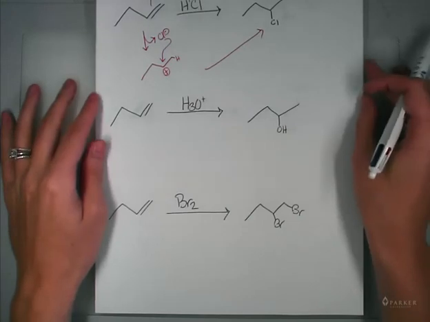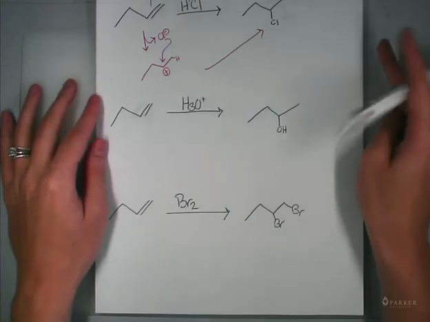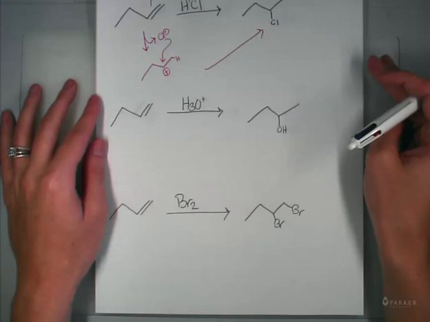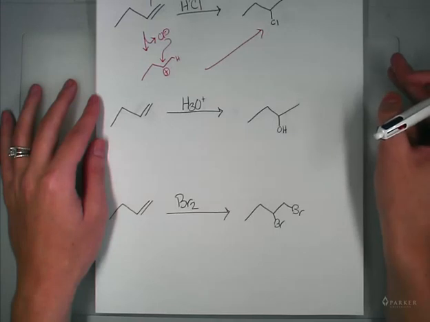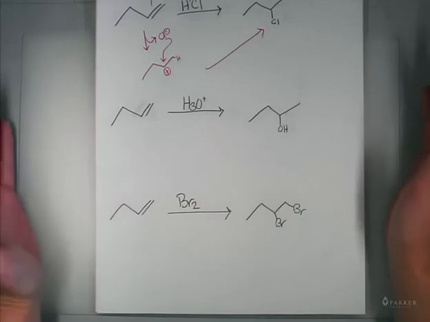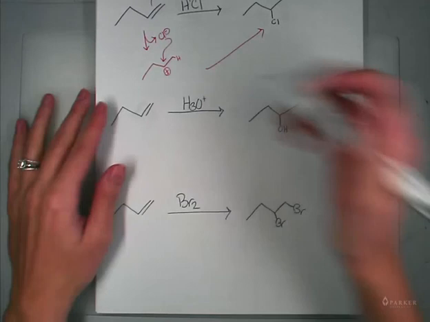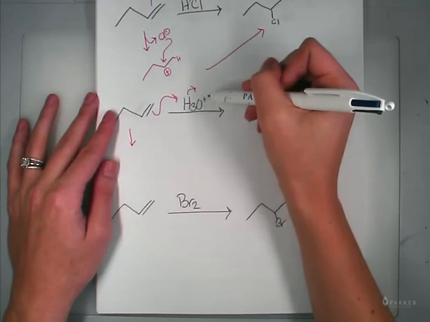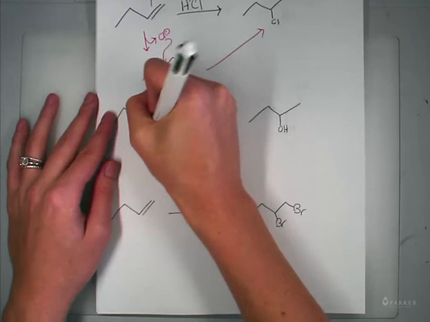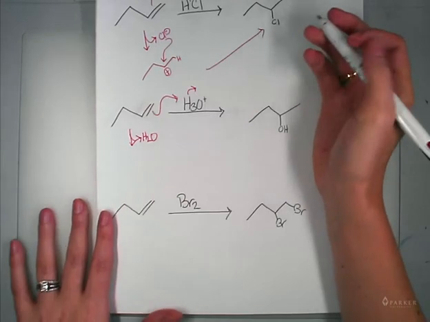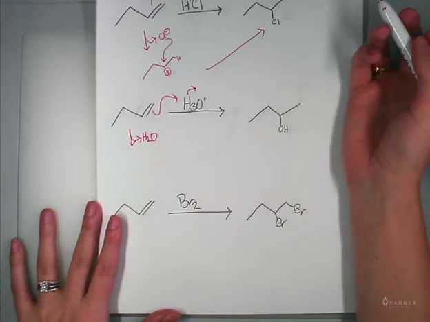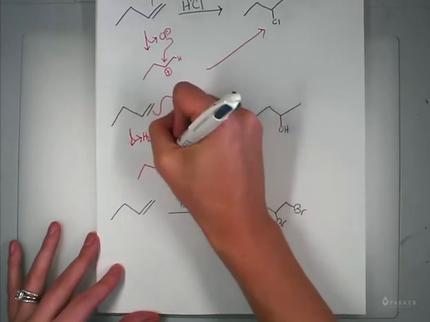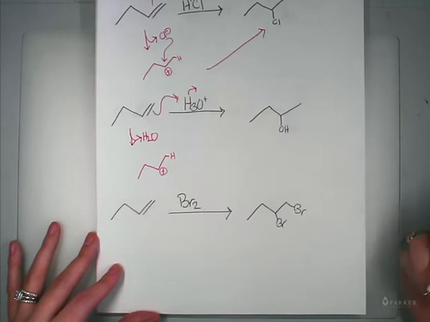Okay, now let's look at the next one. Just like the one above, what will the double bond grab? Hydrogen. So H3O+ becomes H2O. And where does that hydrogen add? The end, yeah, the least substituted, because this is Markovnikov. Then you'll have your carbocation here.